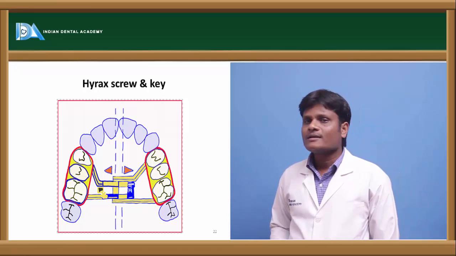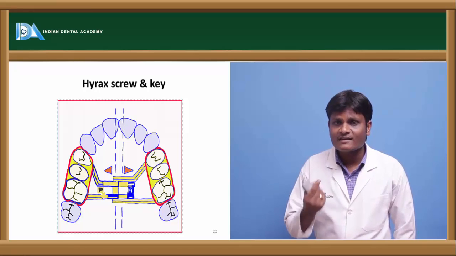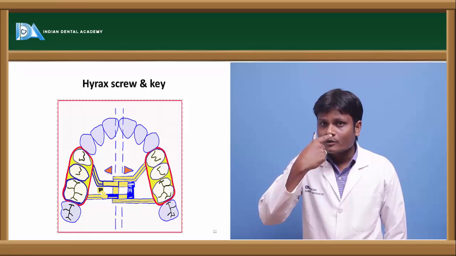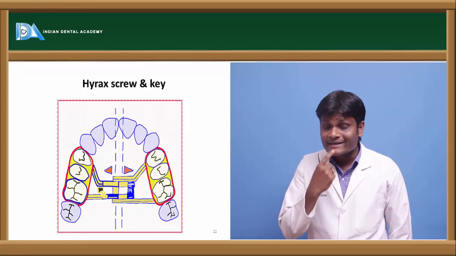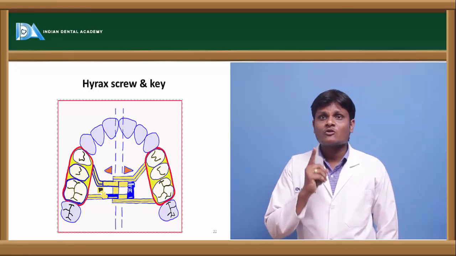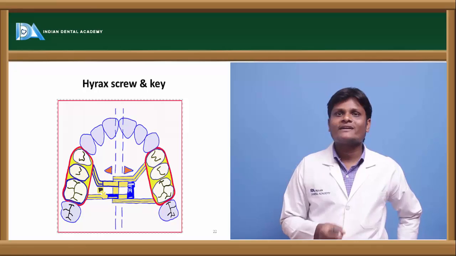And the Hyrax key is inserted into the hole that is present in the oblong body, and a 90 degree rotation is called 1 turn, which will expand by 0.18 mm.